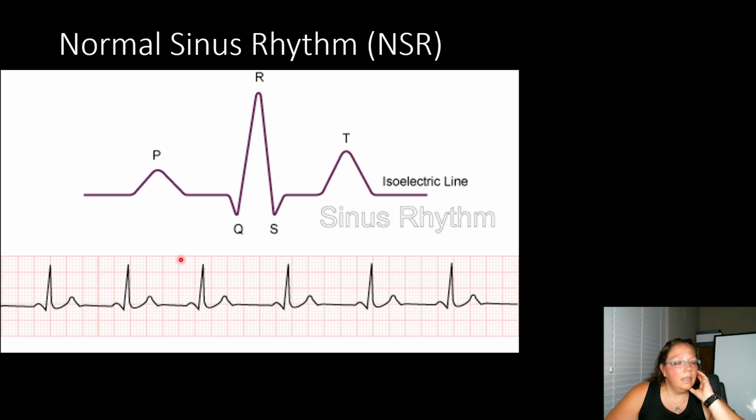So anyway, this looks like it's speeding up a little bit, but in normal sinus rhythm, you're going to have your P wave, your QRS, and your T wave. Your rhythm will be regular. Every distance between the QRSs will be the same if you march it out. P waves will be the same if you march it out, and every P wave has a QRS. They're married.